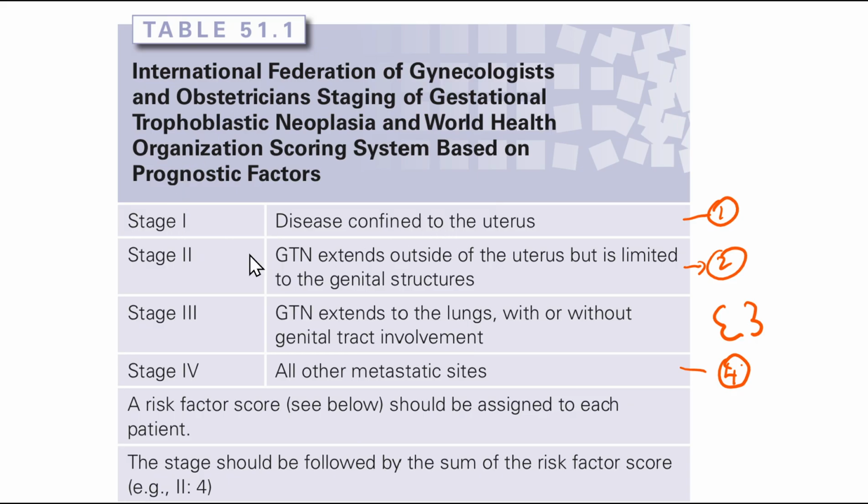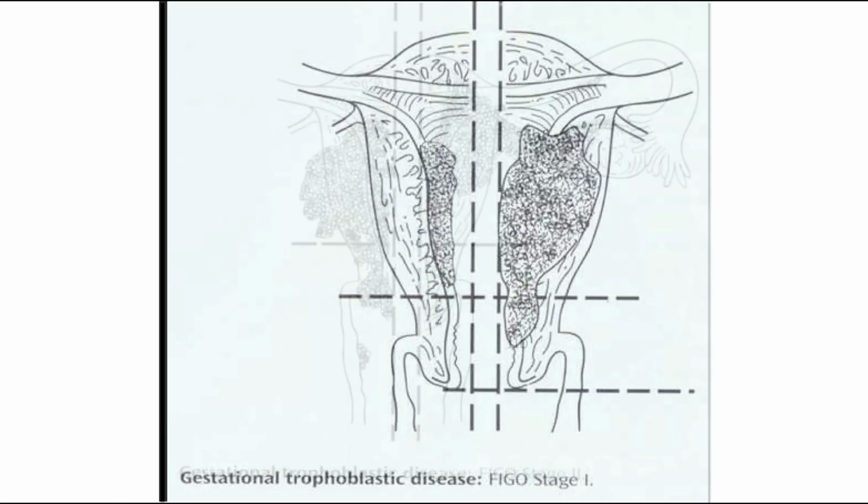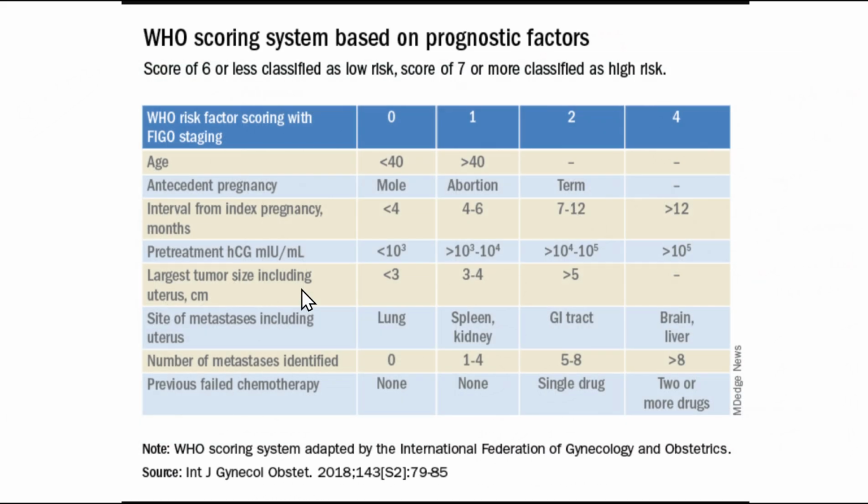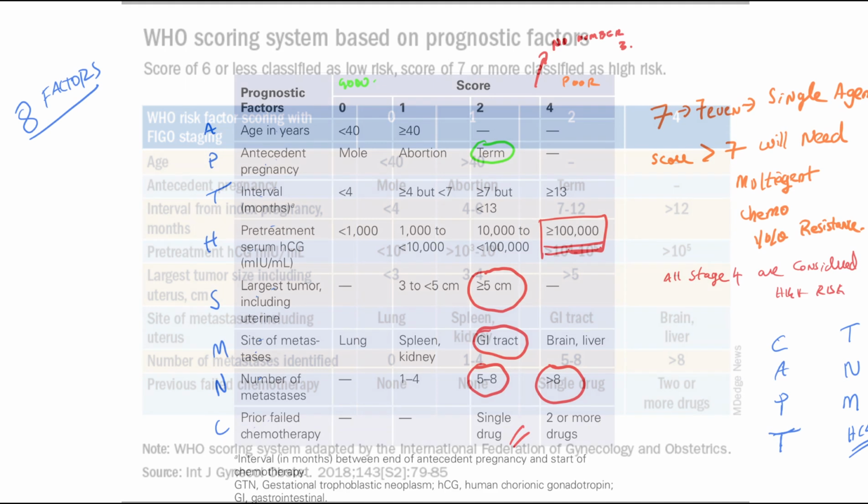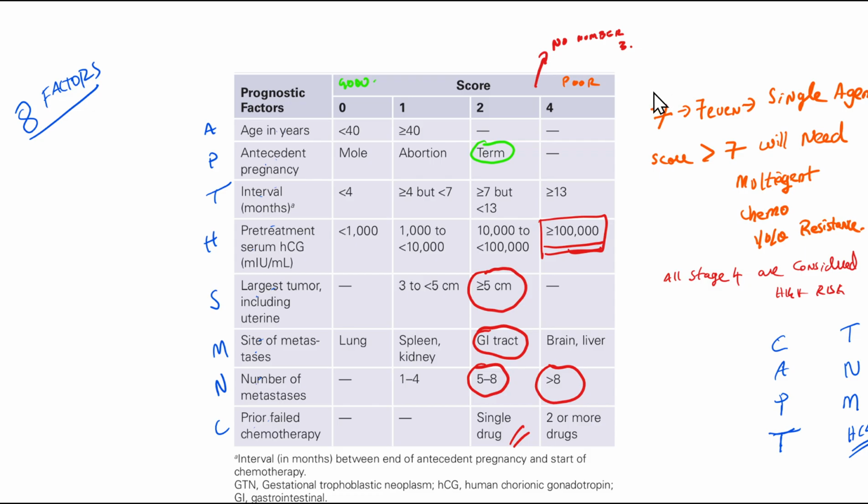Now, what is the staging? Stage one is confined to the uterus, stage two is outside the uterus, stage three is to the lungs, and stage four is all other metastasis. Now there is a WHO prognostic scoring system for this, and we consider seven factors. Seven is the magic number. Less than seven is single agent. Score greater than seven, we'll need multiple chemo agents such as EMA-EP or EMA-CO. All stage four are considered high risk.